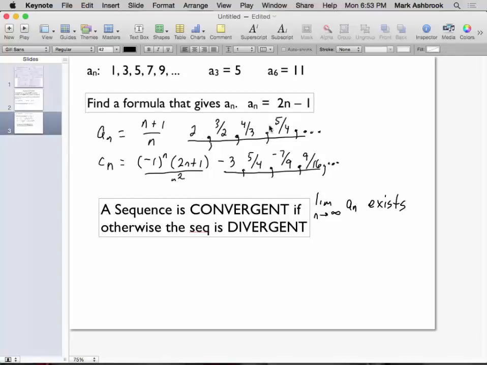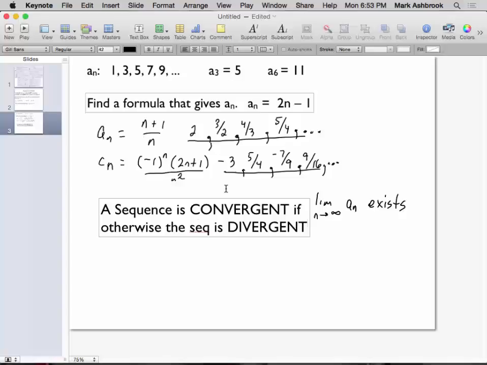All right, what about this one? 2, 3/2, 4/3, 5/4. So you look at n plus 1 over n and think about really big values of n. Does that start honing in on a particular value, converging onto a value? Which would be 1. So a sub n is convergent and its limit is 1.